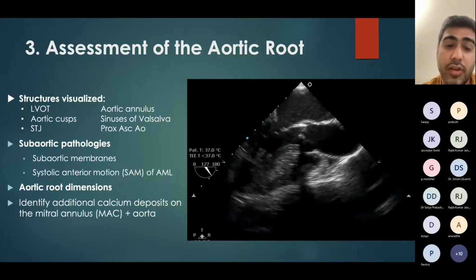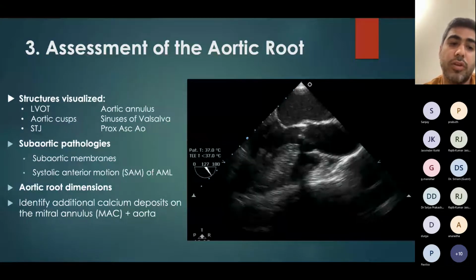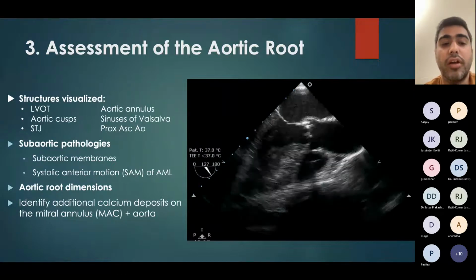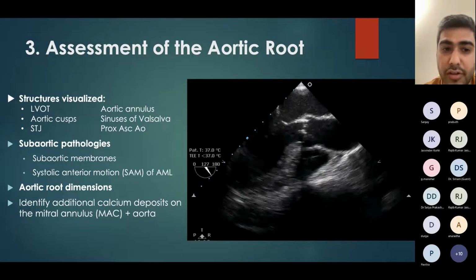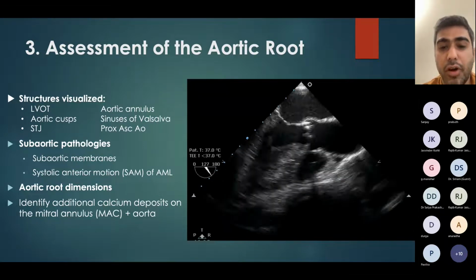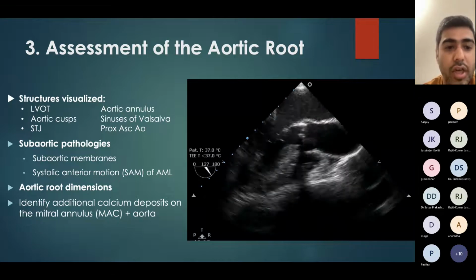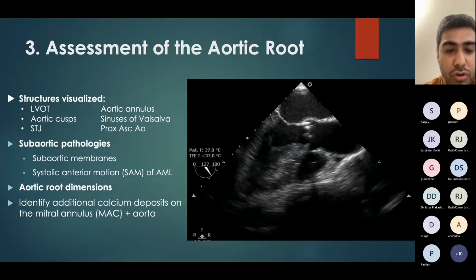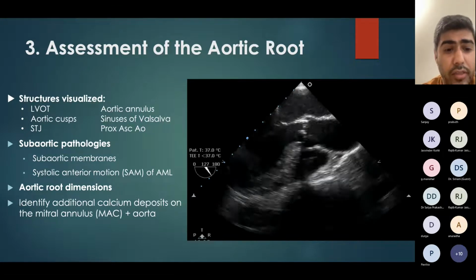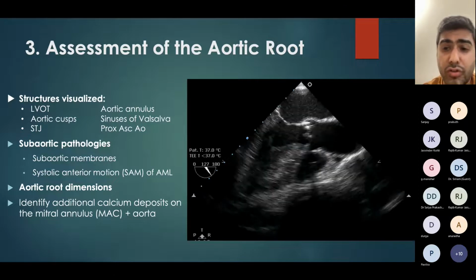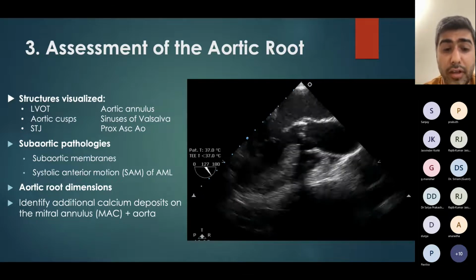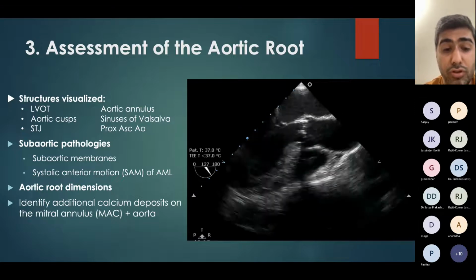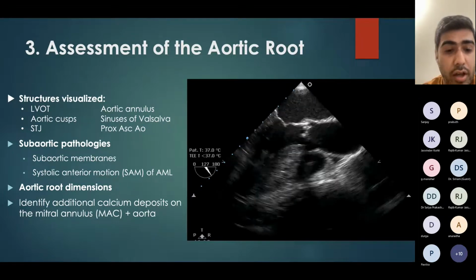Then we need to assess the aortic root. The structures to be assessed include the left ventricular outflow tract, the aortic valve cusps, the sinotubular junction, and the aortic annulus. Look at the sinuses and the proximal ascending aorta for any pathologies, dilatation, and also look for any subaortic pathologies like subaortic membranes or systolic anterior motion of the AML. Then we need to take the aortic root dimensions. This is an ideal view, and it is important to identify any calcium deposition on the mitral annulus or the aorta.